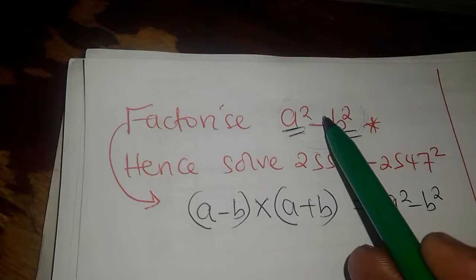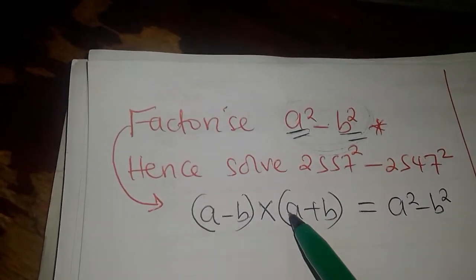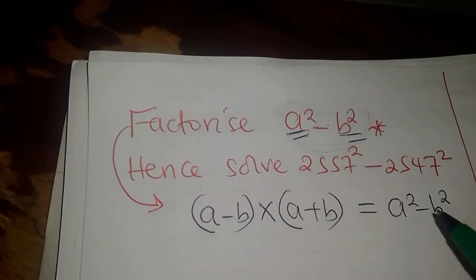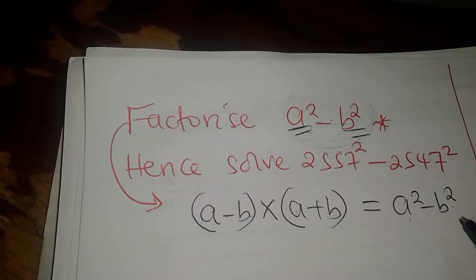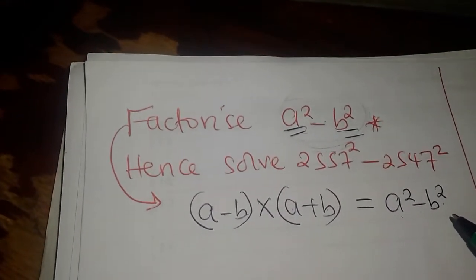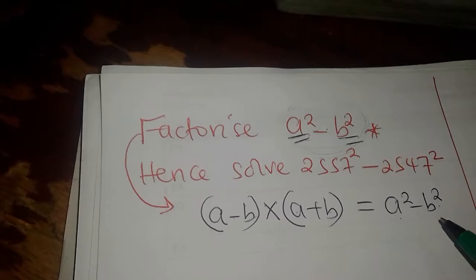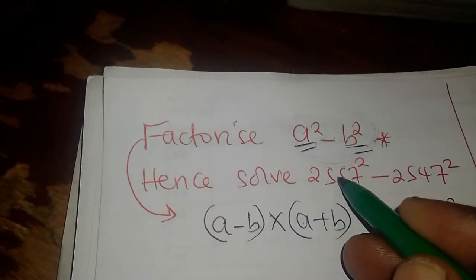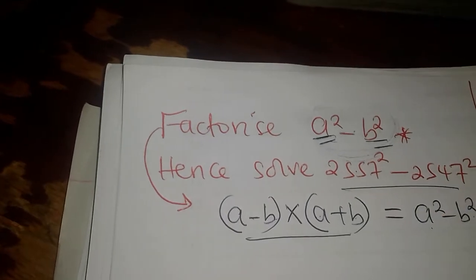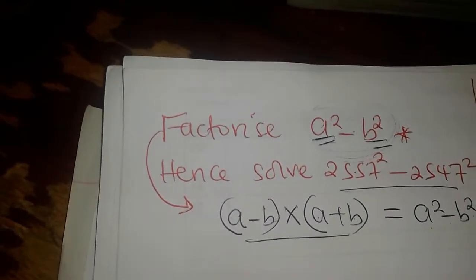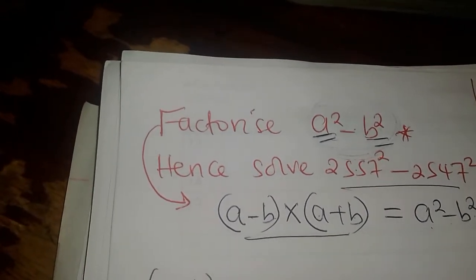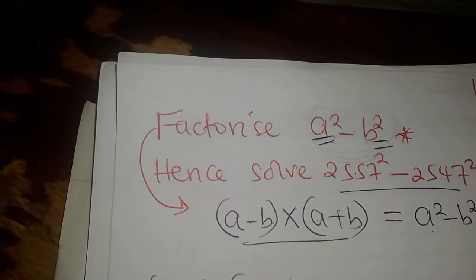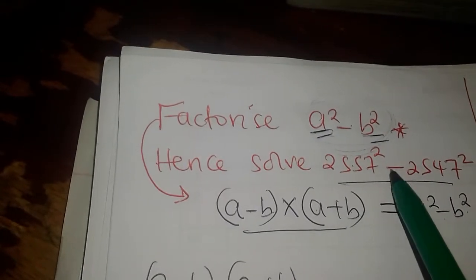So how do I factorize this? I'll just say a minus b, a plus b. When I work out these two, I get a squared minus b squared. And in that manner, I can come up with something different. I can now use this expression to work out this question. I'm going to say a minus b multiplied by a plus b. Then I'm supposed to find the value of this using this.